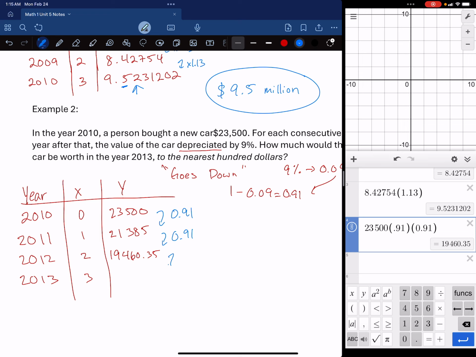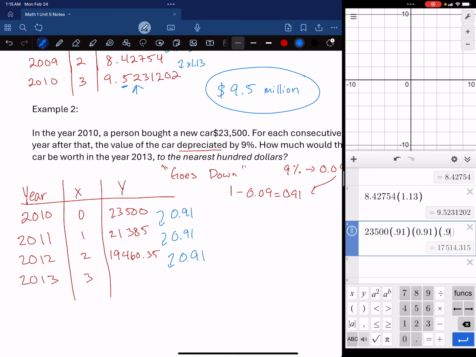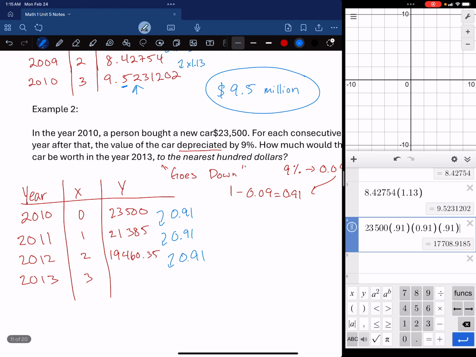Last step. You need to multiply that 19,460 by 0.91. You're going to get 17,708.9185. Okay, almost done. We have our answer. We just need to round to the right place, right? In our instructions, we're told to round to the nearest $100.